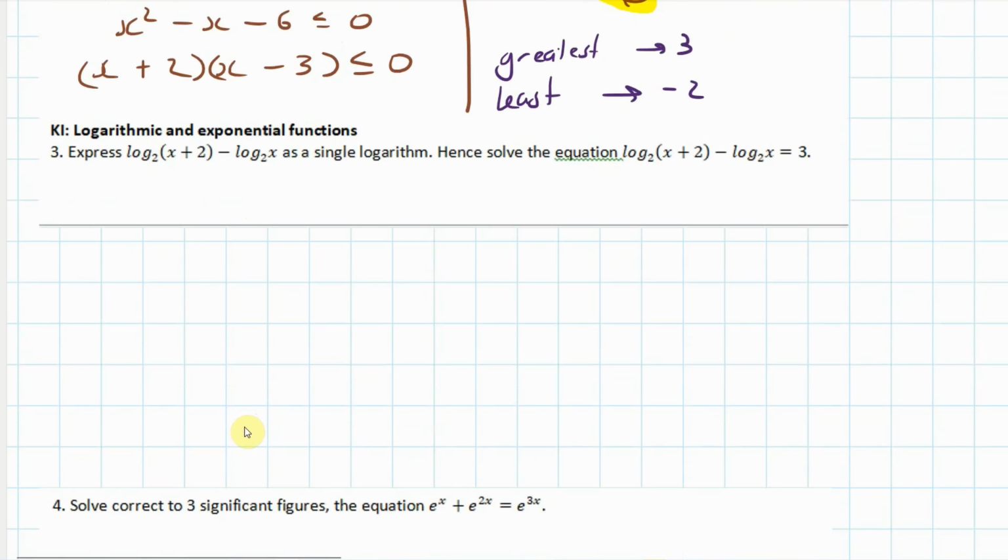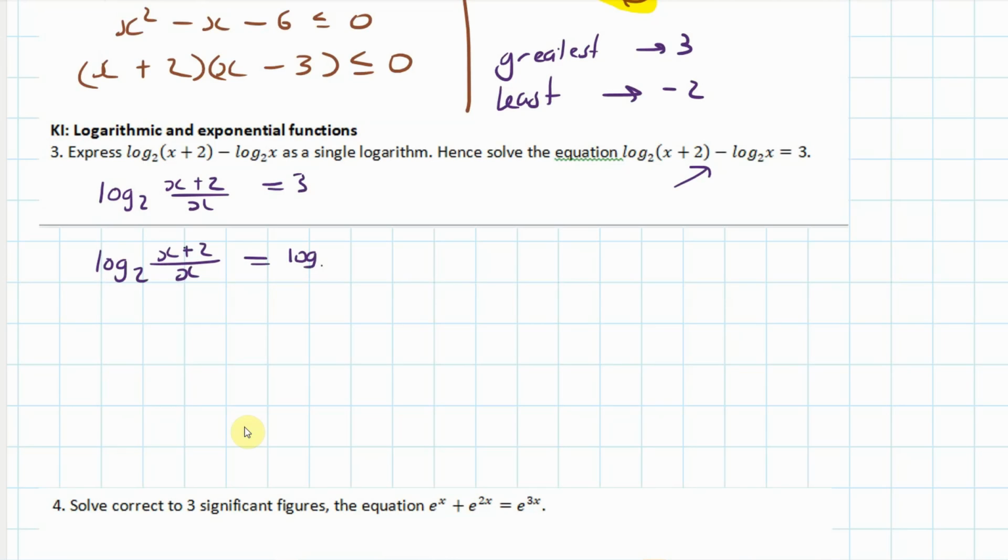Nextly, we have a logarithmic question. So first of all, we've got to write this as a single logarithm. So we use our log rules. Log base 2 of x plus 2 over x. Now, we're going to use that to solve this equation here. So we've got to make that equal to 3. Okay, so all we need to do, log base 2 of x plus 2 over x equals, and now we've got to take log base 2 of what is 3. Log base 2 of 8 is 3.